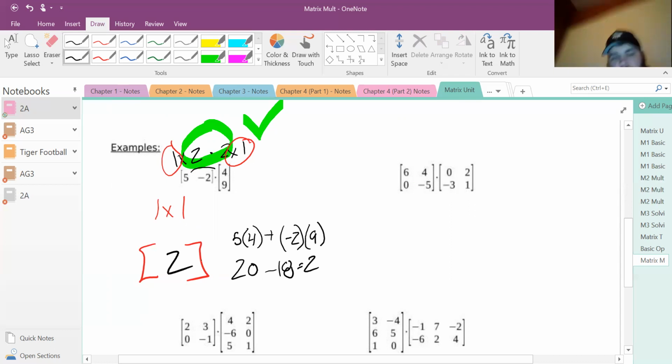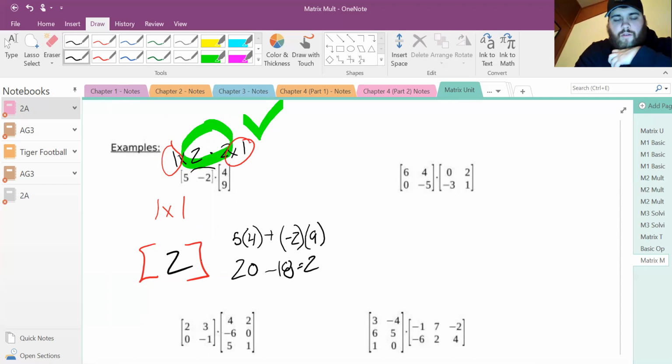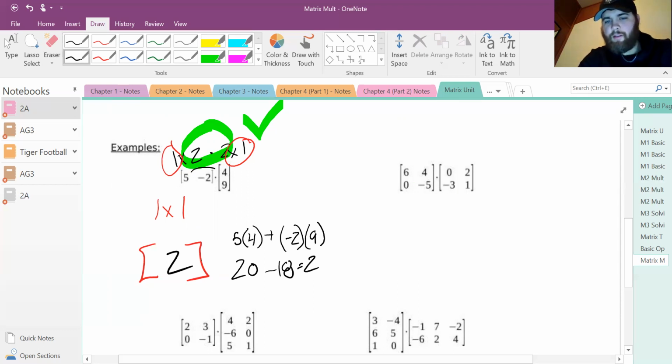Okay, let's take some time to unpack that a little bit. What we did, we multiplied the first row by the first column to get our very first entry. If we would have multiple rows, which we will in the next one, where we have a 2 by 2 times a 2 by 2, here's how you would do it.